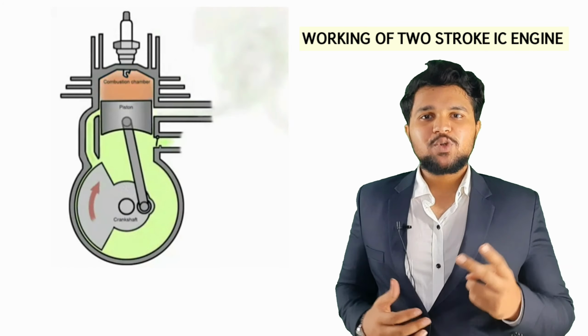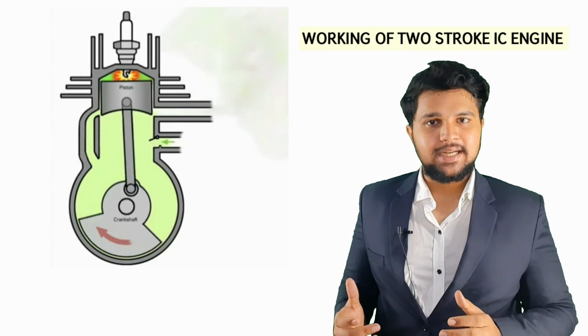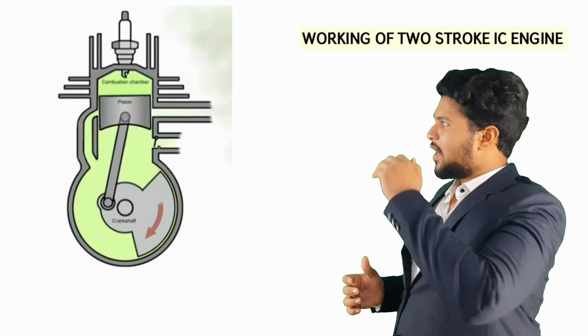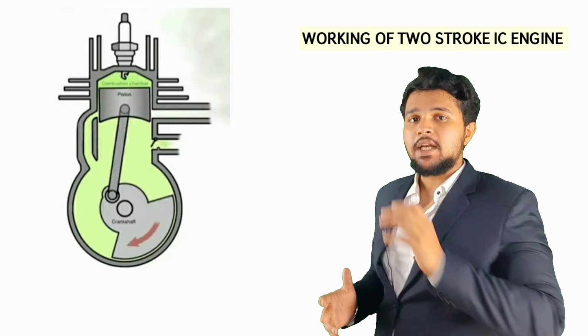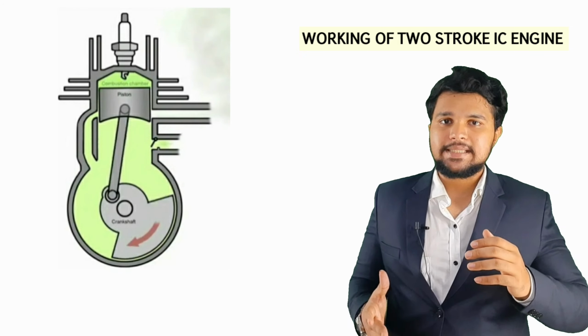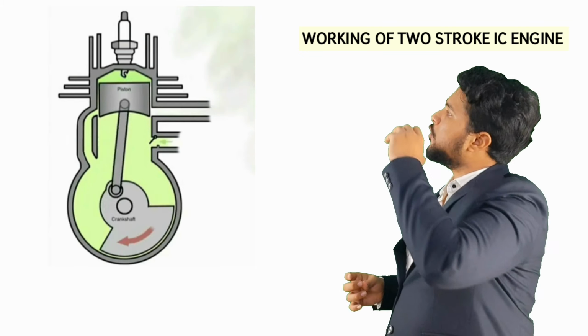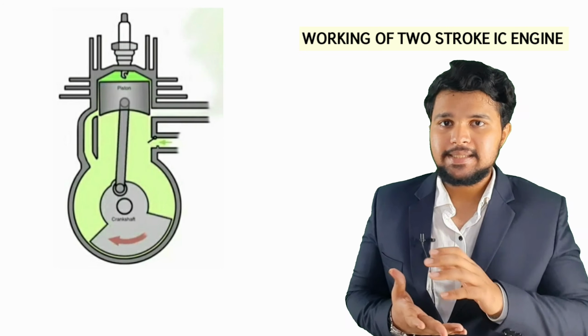The working of a two-stroke IC engine. Let us assume there is an air-fuel mixture inside the cylinder. As we can see in this diagram, the piston moving from bottom dead center to top dead center uncovers the inlet ports, through which the air-fuel mixture gets inside the cylinder. And the piston moving towards the top dead center compresses the fuel mixture that is inside the cylinder.